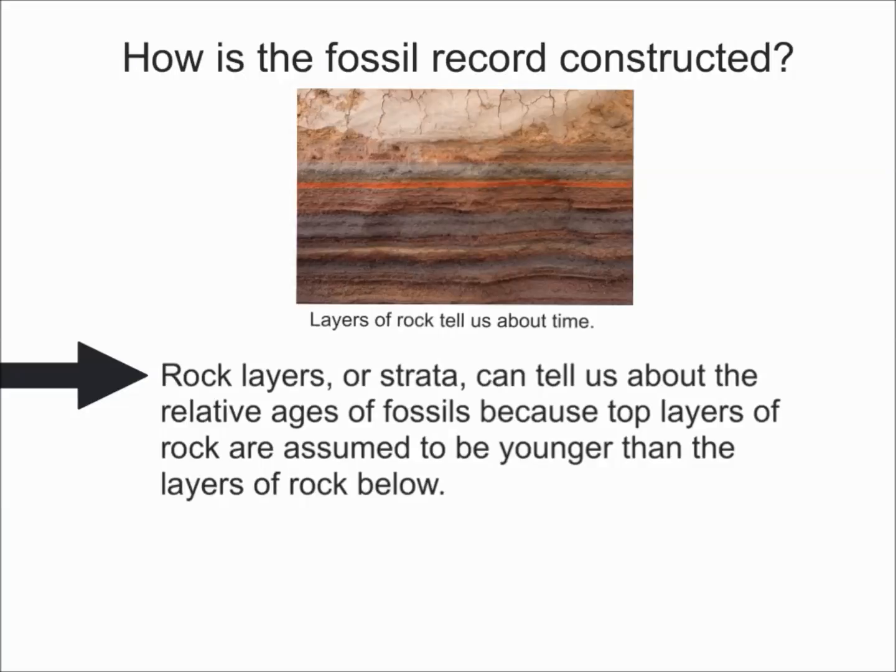First, how is the fossil record constructed? Rock layers, or strata, tell us about the relative ages of fossils. The relative age is the age of the rock layer in relation to other rock layers. Younger rock layers are on top, with the older rock layers below, due to the deposition of sediments. As you can see in this picture, there are multiple layers of rock, and at the top of the image is supposedly the youngest layer of rock.